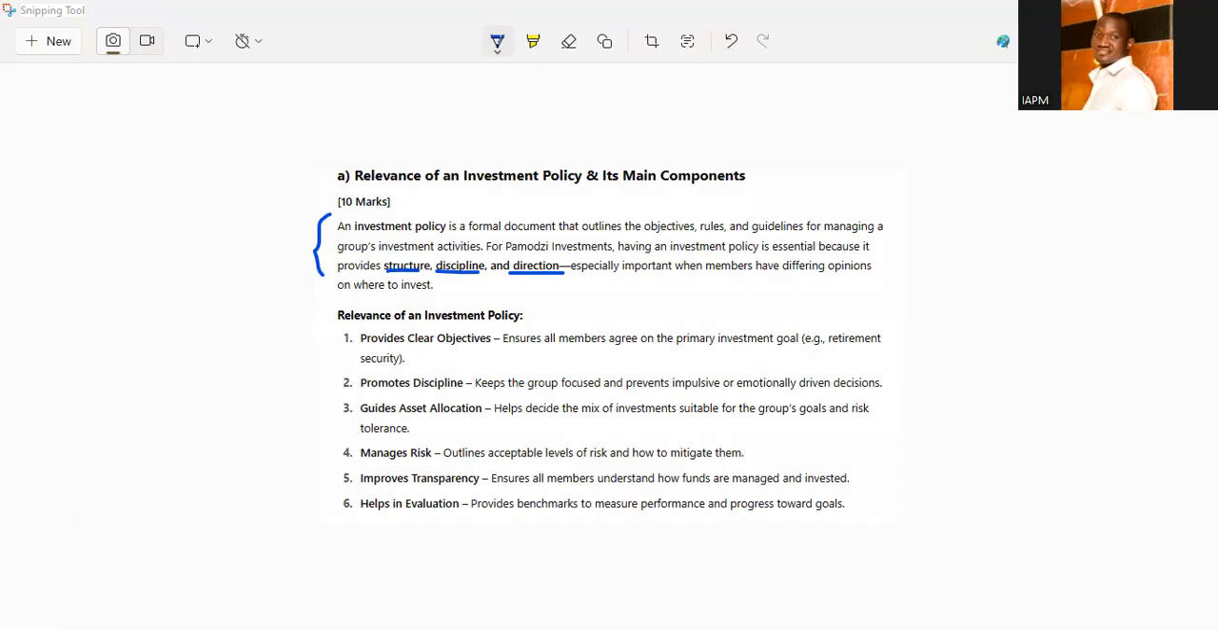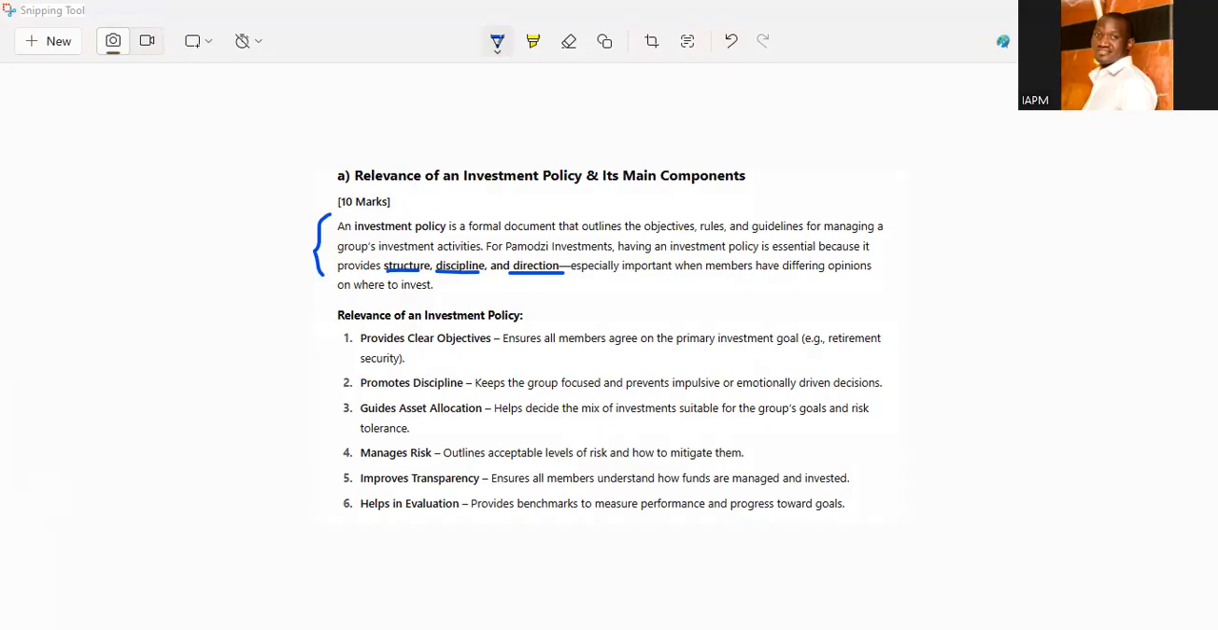Secondly, an investment policy is there to provide discipline. So having predetermined strategies and guidelines, this policy will help reduce the likelihood of emotionally driven decisions that will be based on market volatility. So it will enforce a structured and consistent approach to investing. This policy is there to encourage long-term thinking rather than short-term speculation.